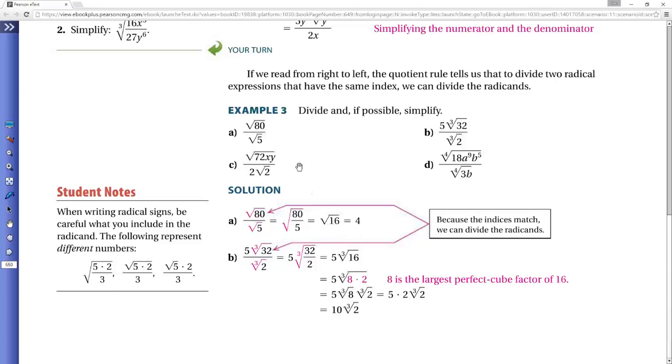Now how you apply that really matters. It's more of a strategy thing, but they're giving us a fraction bar separating the radicals. So we're going to do some things to work on that. Example B is shown here. Let's look at example C here, where we actually have 2 square roots of 2 as a denominator.